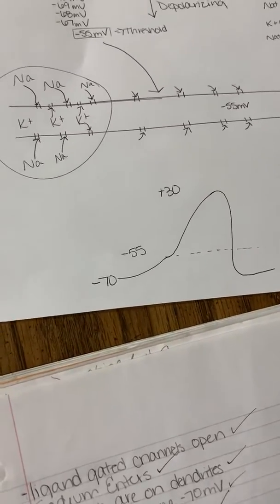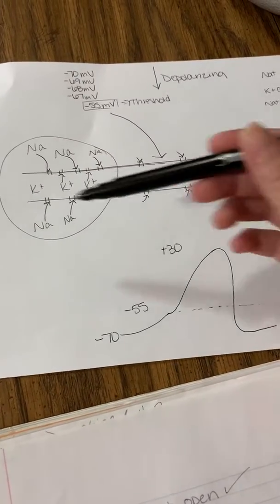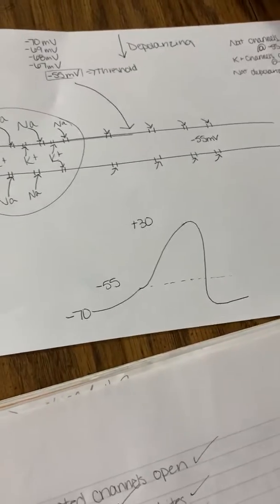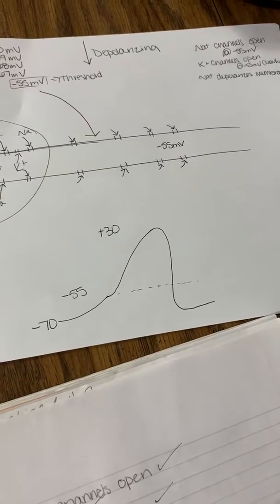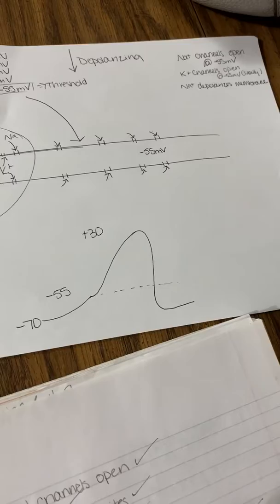As potassium is leaving, it's going to continue to leave as everything moves down, and it will eventually come back down to negative 90 millivolts, which is going to be hyperpolarized. So the membrane potential is farther from the resting.